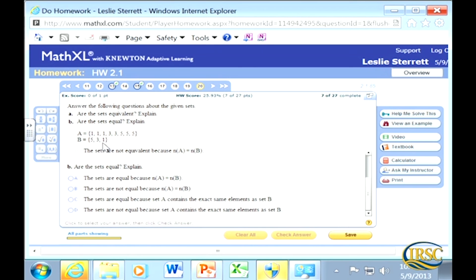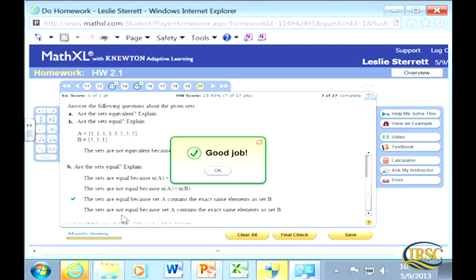So there's 3 up here and 3 here. And not only that, though, they have the same exact numbers in there. They have a 1, they have a 3, and they have a 5. Even though there's multiple 1s in the first set, they're still showing the same exact elements in there. The amount of those does not matter. So therefore, they are equal because they contain the exact same elements.